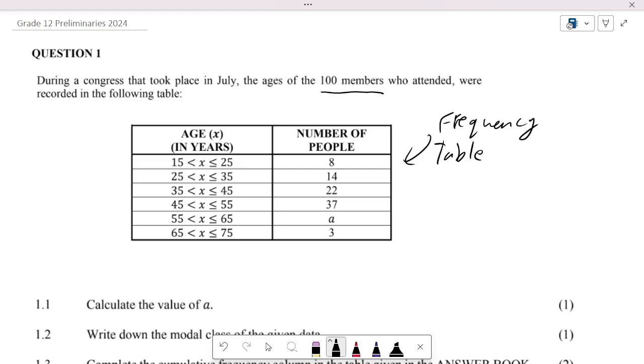The first question, 1.1, says calculate the value of A. What we note is that 100 is the total number of people in this frequency table, and you can see the number of people in those ranges. We need to determine the value of A, and in order to do that, we need to take all of these values and put them in an equation such that it is equal to 100. So let's start with that.